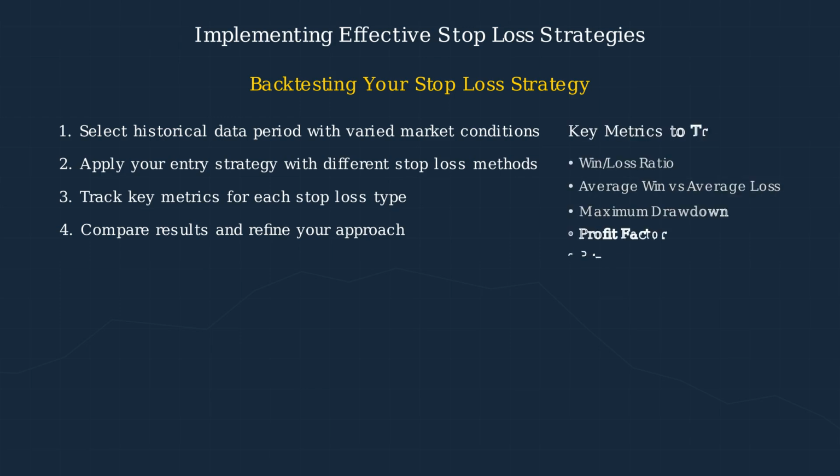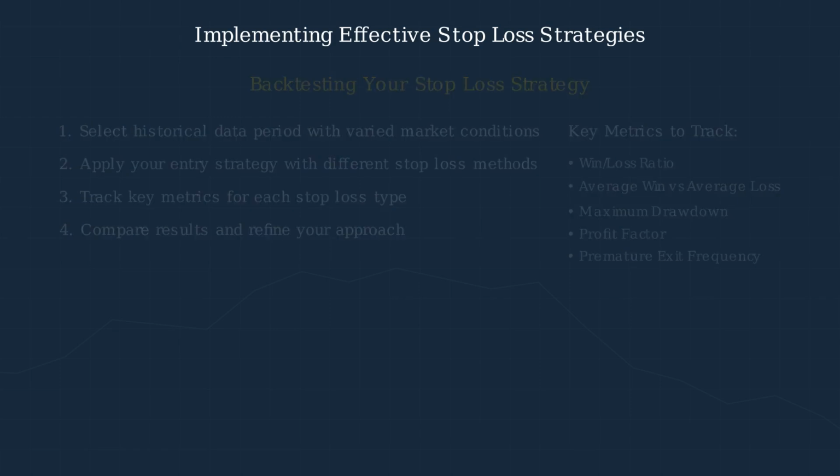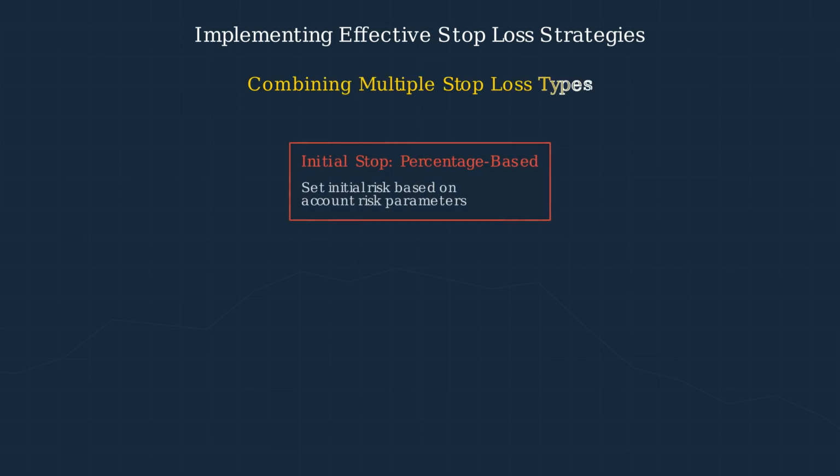Important metrics to track include your win-loss ratio, average win versus average loss, maximum drawdown, profit factor, and how frequently you're stopped out prematurely. For comprehensive risk management, consider combining multiple stop-loss types.